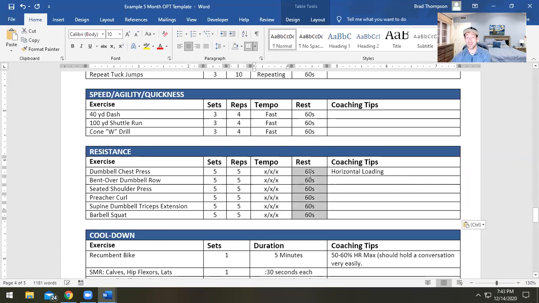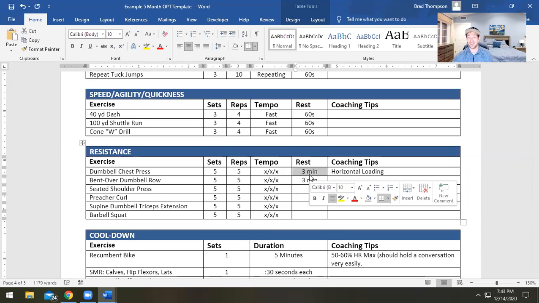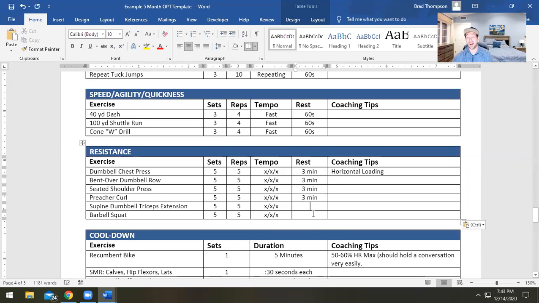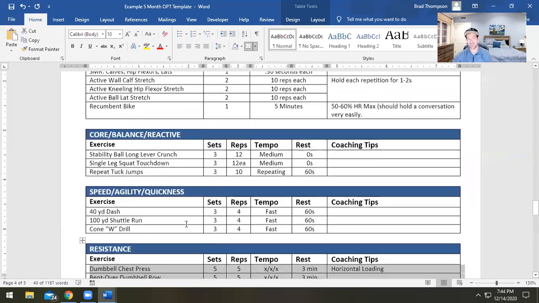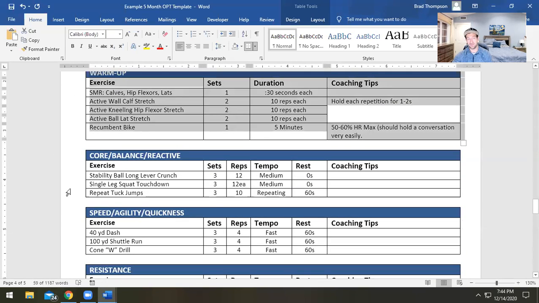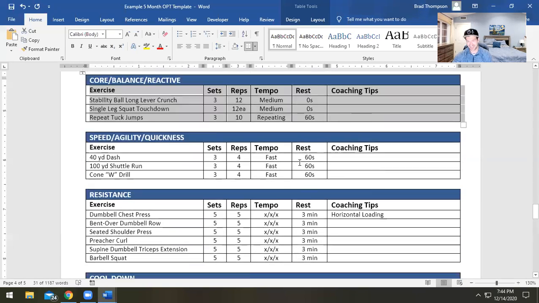And my rest needs to be long. 3 friggin' minutes of rest. Now, I want to show you something. That is 5 sets of 3 minutes. That is 15, 30, 45, 60, 75, 90 minutes, plus a warm-up, plus a movement prep, plus SAQ.